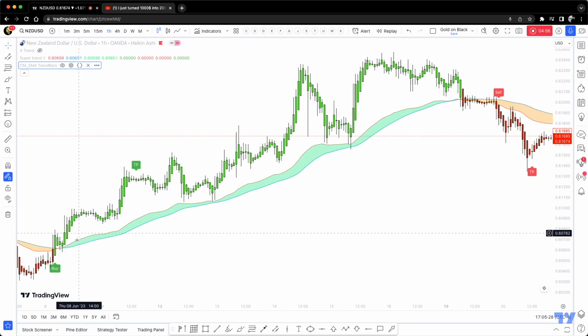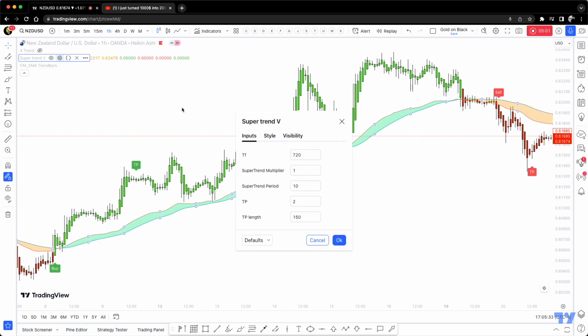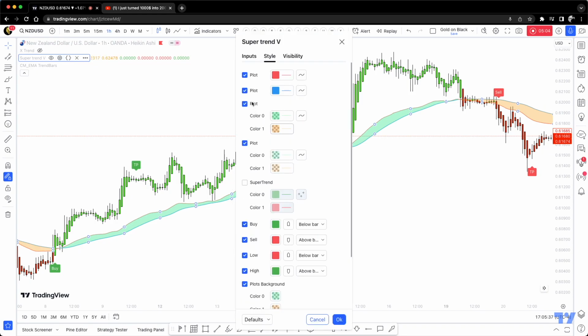As I mentioned, you can also remove this one. This is customizable. So you go here on the Super Trend, and if you want to hide those lines, let me see if I can move it here.